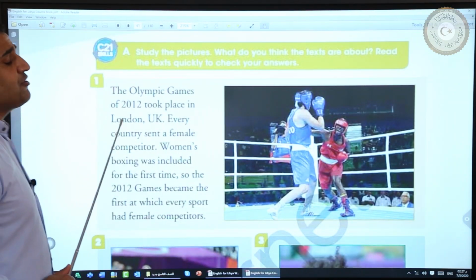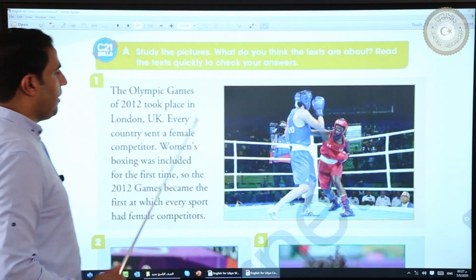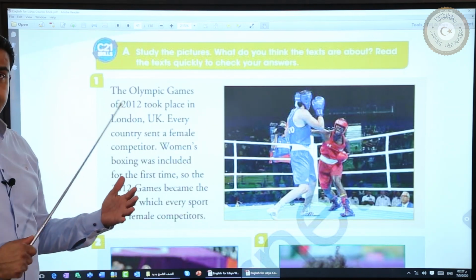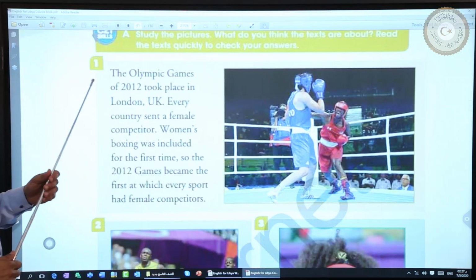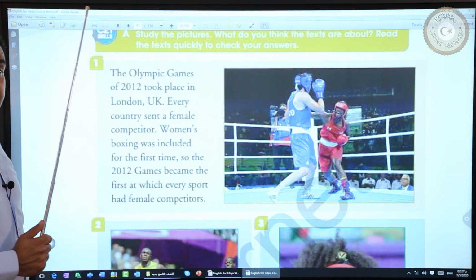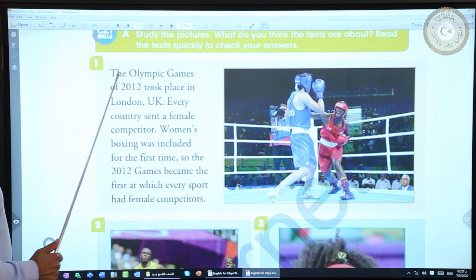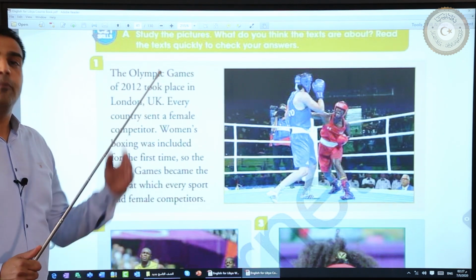Okay. So now let's read the text to understand more what the pictures or the texts are about. How to join the pictures to the text. Now, ready to read? I will read and explain the meanings of the words. The Olympic Games. That means Al-Olympiad. Very good.